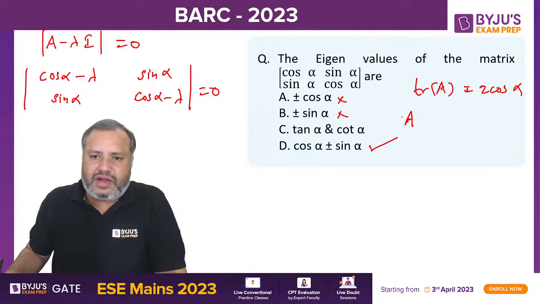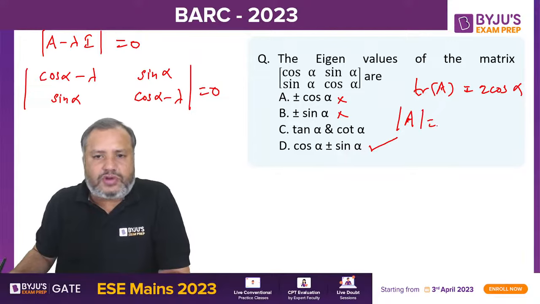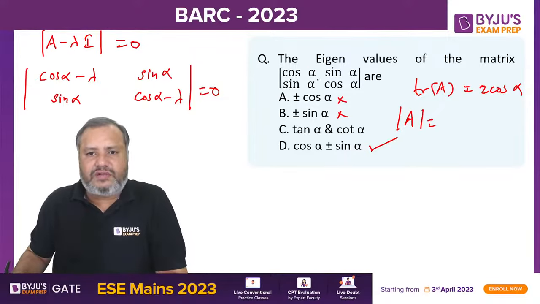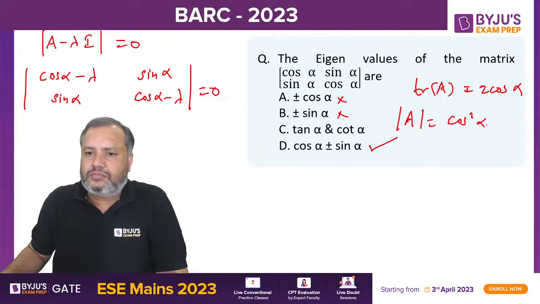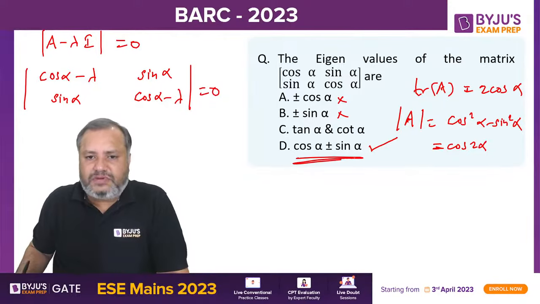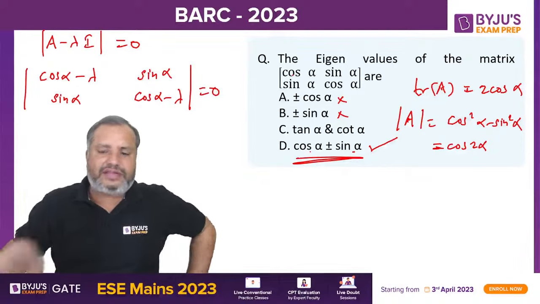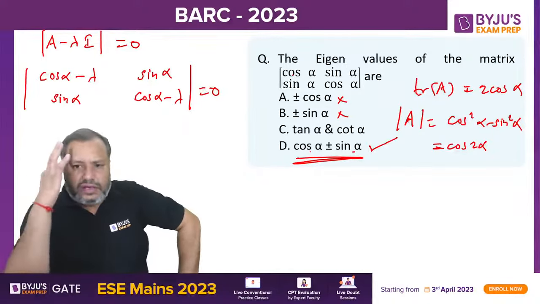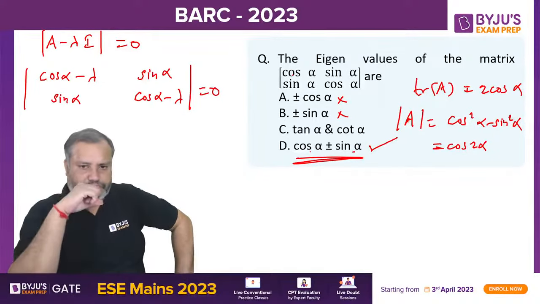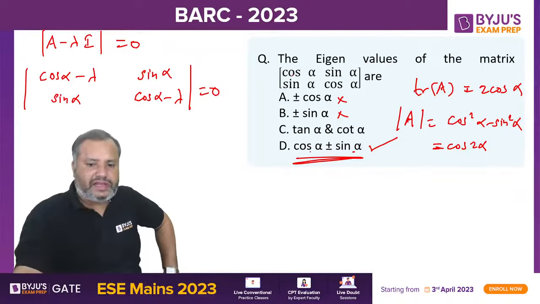What about the determinant? Determinant is equal to the product of eigenvalues. What is the determinant? Cos square alpha minus sin square alpha, that is cos 2 alpha. And that is possible with this: cos alpha plus sin alpha multiplied by cos alpha minus sin alpha will give cos 2 alpha. So option D will be the correct answer.